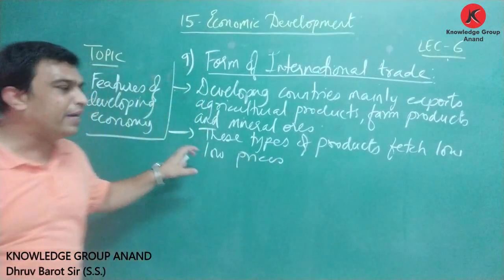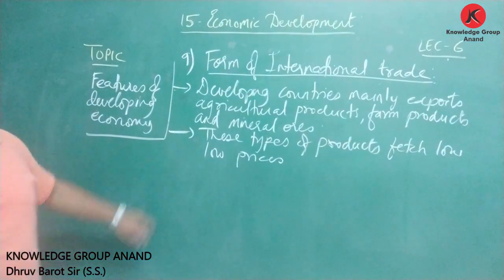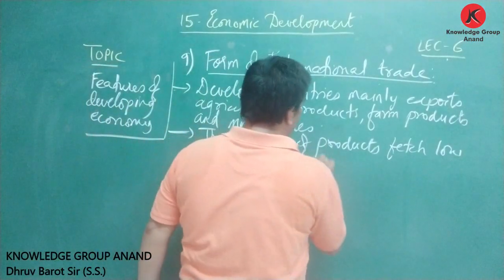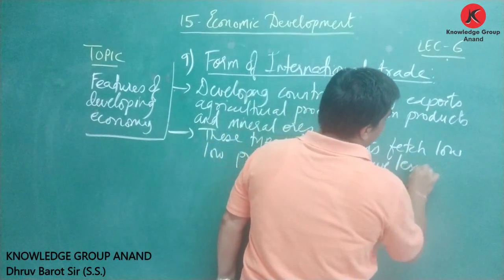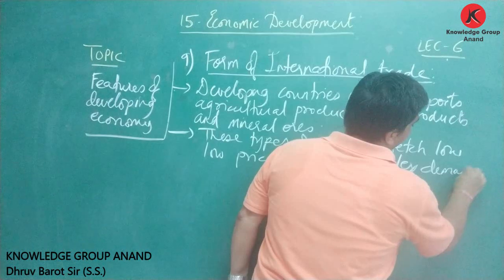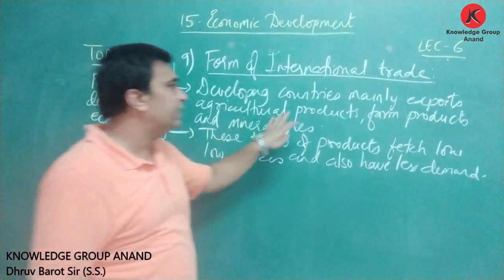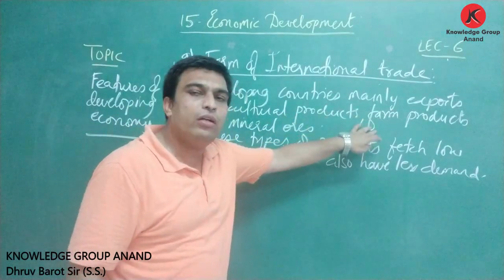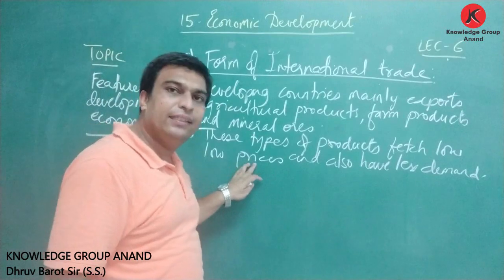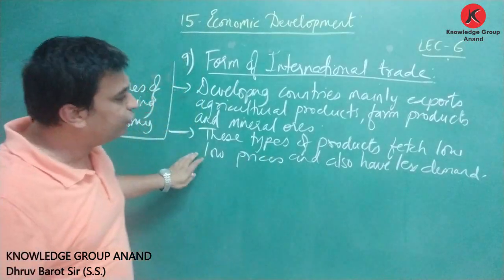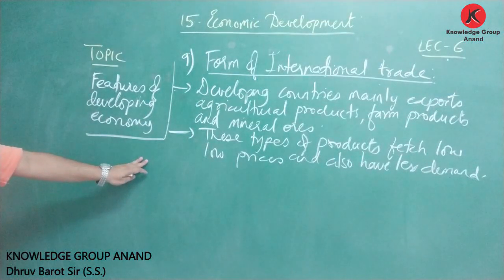These products fetch low prices, which means they get low prices for that, and also have less demand. These types of products, meaning agro products, farm products, and minerals, fetch very low prices, and they are also very much less in demand.